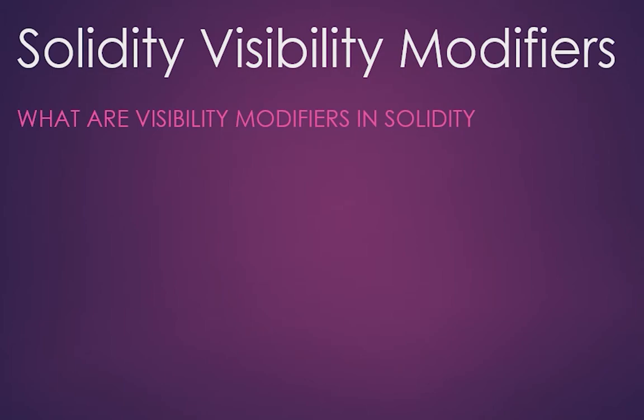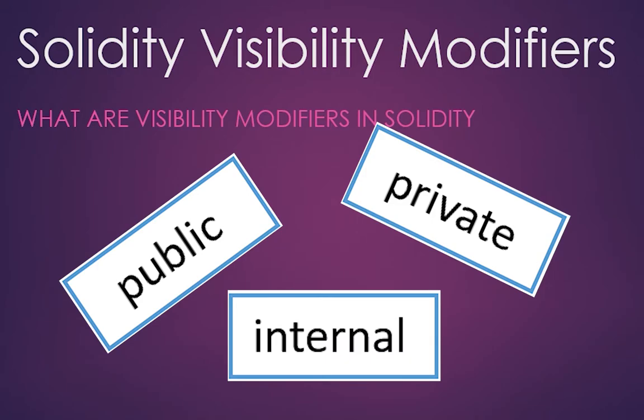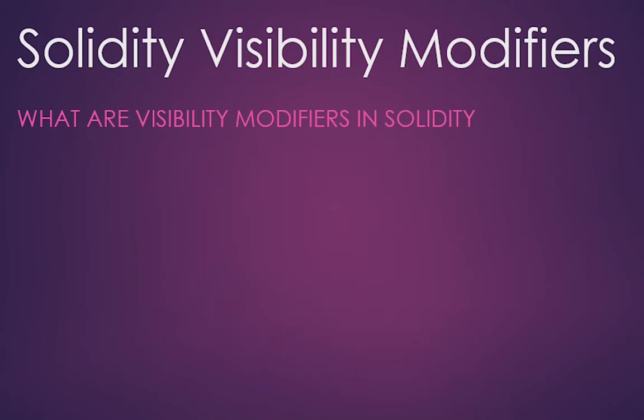So in this video, we are gonna learn the visibility modifiers in Solidity programming language. Basically, we have four types of visibility modifiers in Solidity that are public, private, internal and external. And we are gonna learn them one by one in this video. So first, let's move to the public slide.